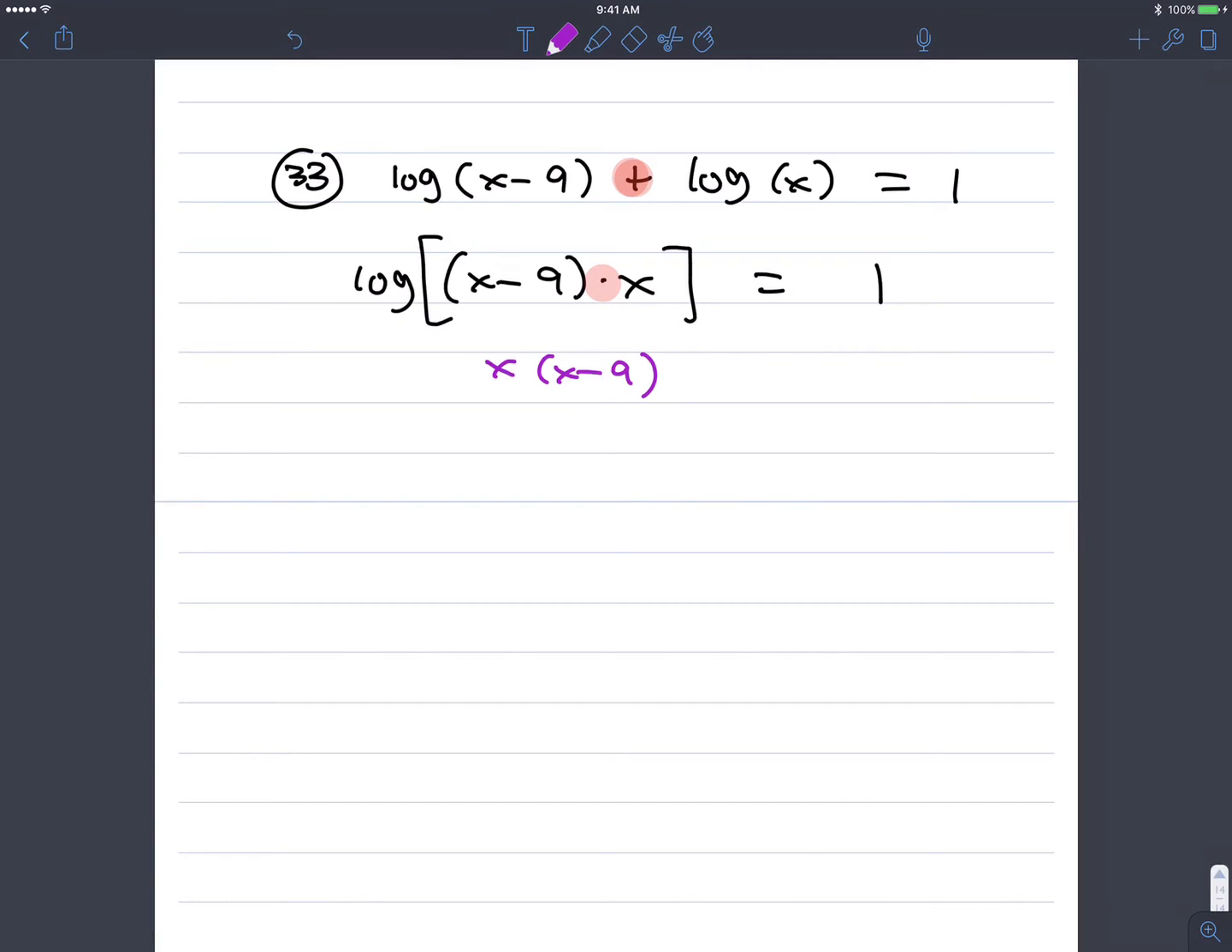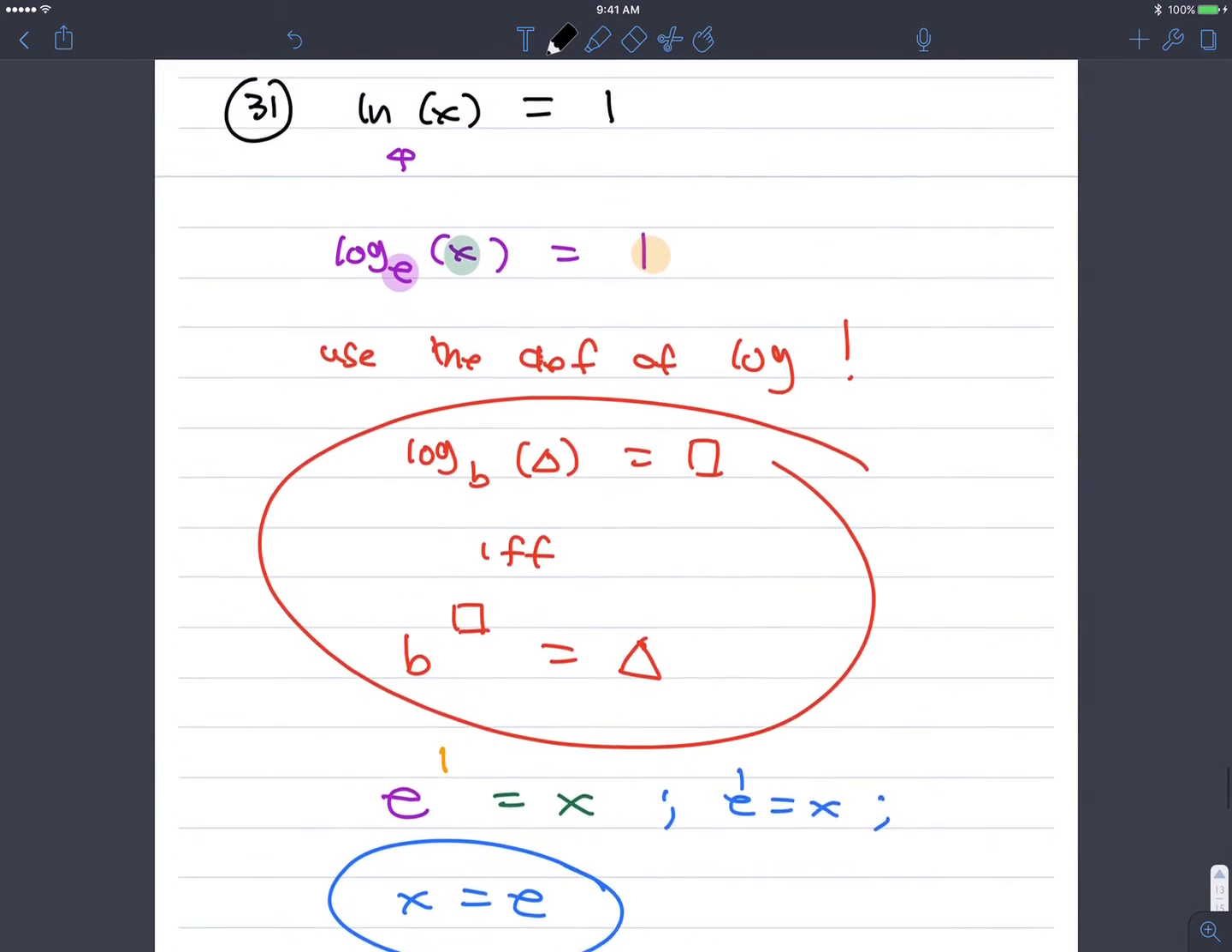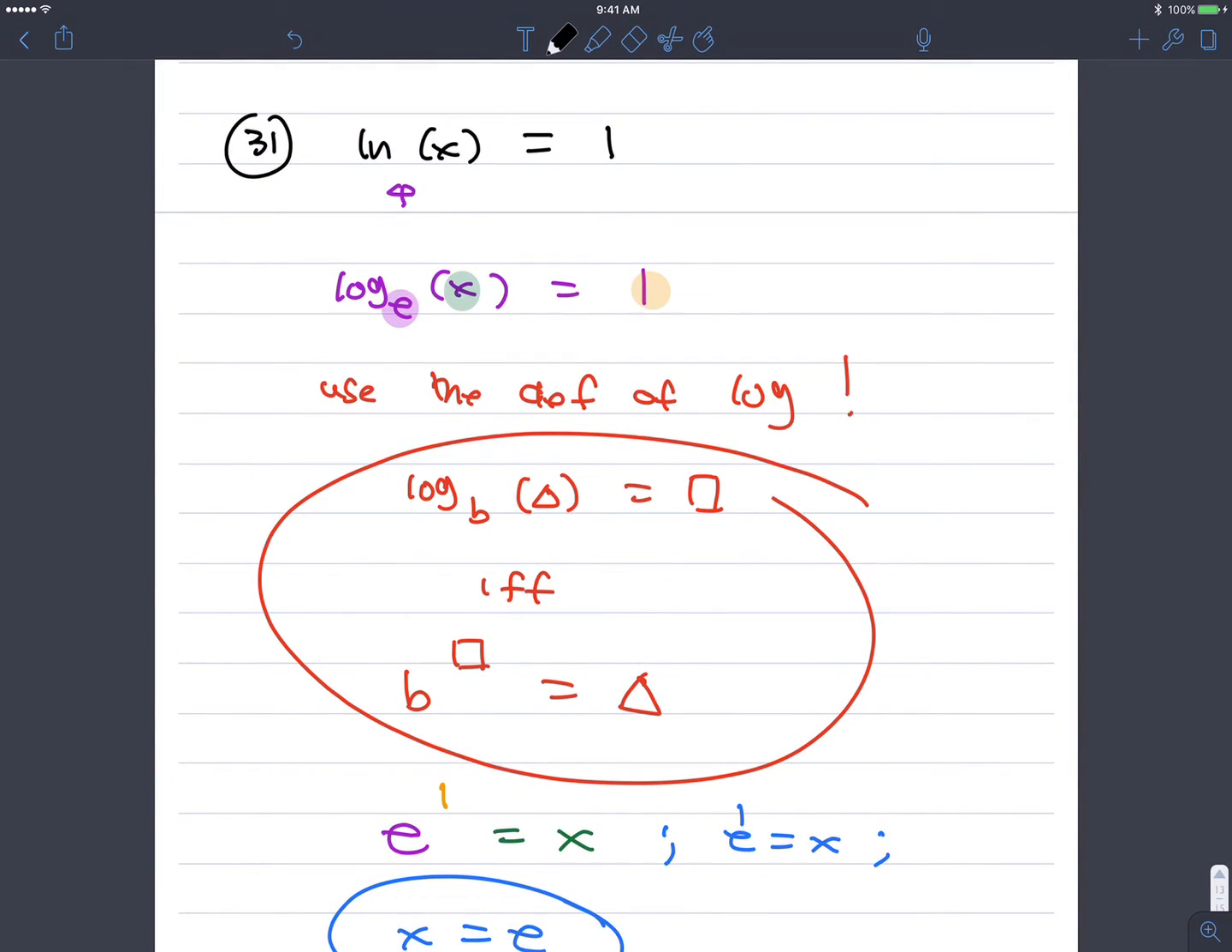I also want to point out that we just have the word log there, and so by default this base here is 10. So this is log base 10. It just said log, it's a common log. So really what you have here is log base 10 of x times x minus 9 equals 1. Now you have a single log like you had in the prior problem. And what we said earlier was when you have that single log, you're going to use the definition of log.